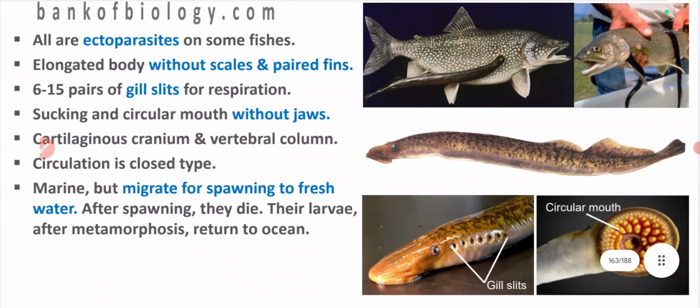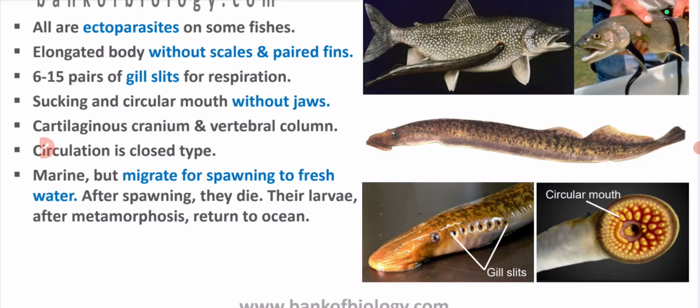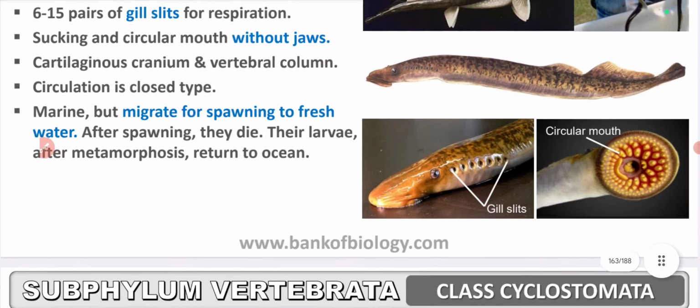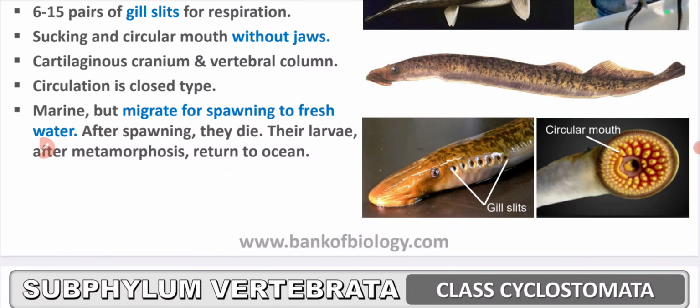They have 6 to 15 pairs of gill slits for respiration. A sucking and circular mouth without jaws. Cartilaginous cranium and vertebral column. Circulation is of closed type. They are marine but migrate to freshwater for spawning. After spawning, they die. Their larvae, after metamorphosis, return to the ocean.